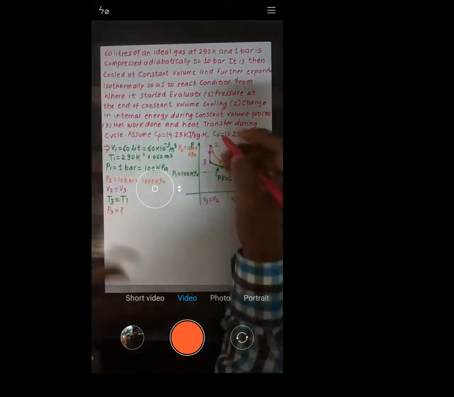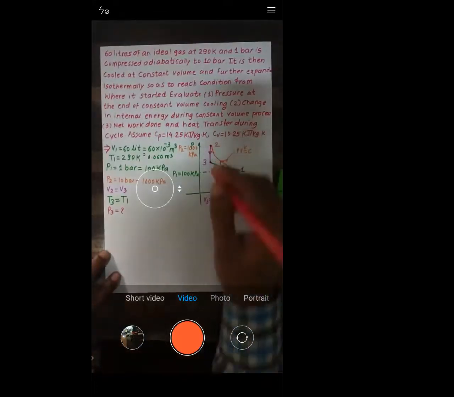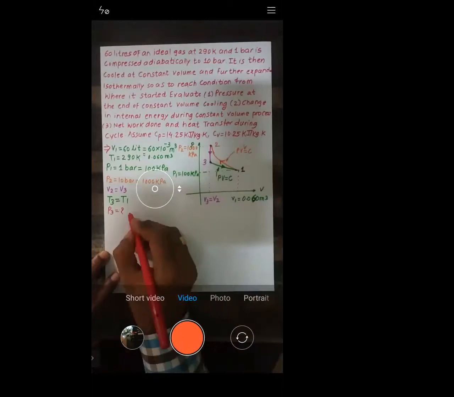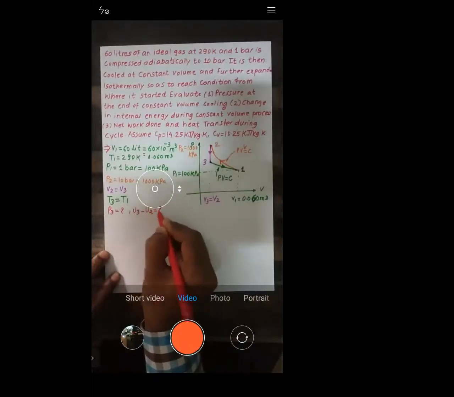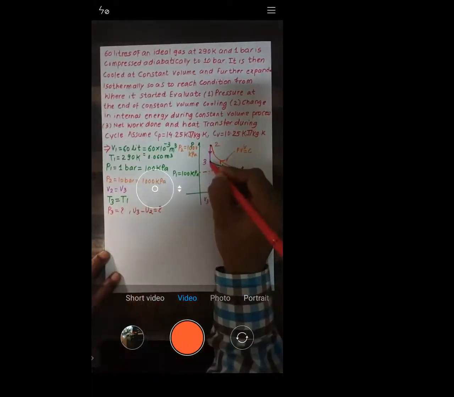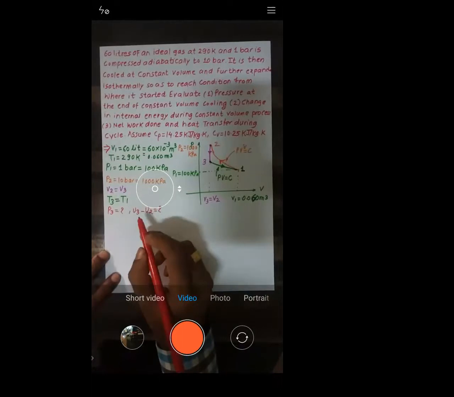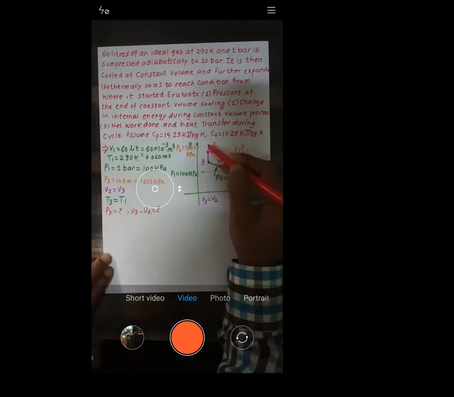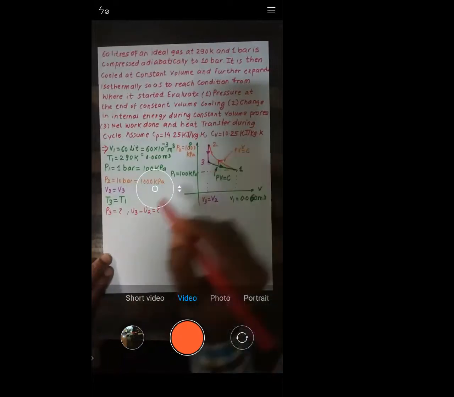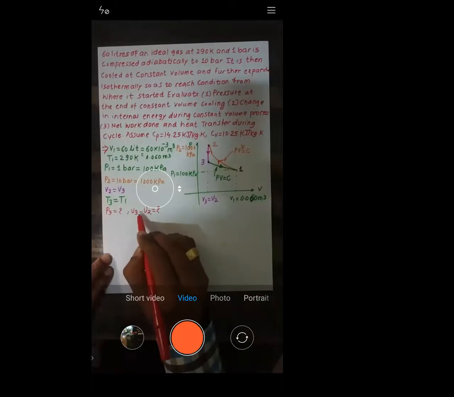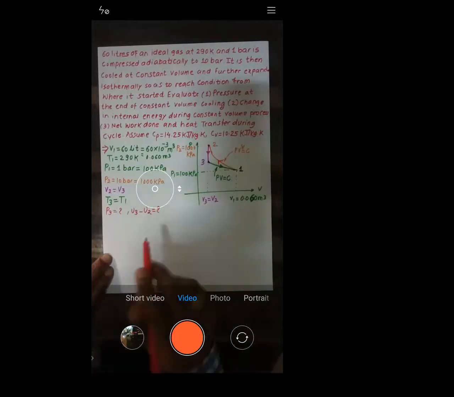Next, the change in internal energy during the constant volume process. 2 to 3 is a constant volume process. So the change in internal energy is the internal energy at the final state, point 3, minus the internal energy at the initial state, U2. How will you calculate it? Internal energy at the final state minus internal energy at the initial state.